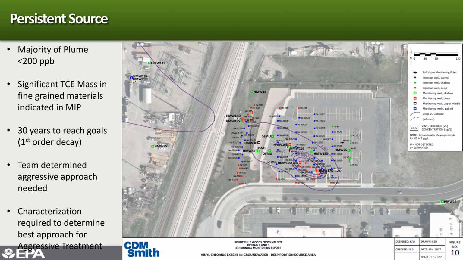And in fact, the team went and looked at, if we do nothing more in this zone and we assume first order decay, time to reach restoration goals would be in excess of 30 years. So EPA and state of Utah determined that they wanted to take a more aggressive approach, but really needed to hone down the characterization to target what has become a fracturing and emplacement of ZVI, zero valent iron technique, which I'll be showing in a minute.